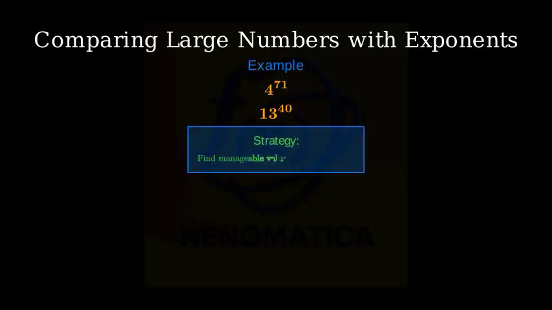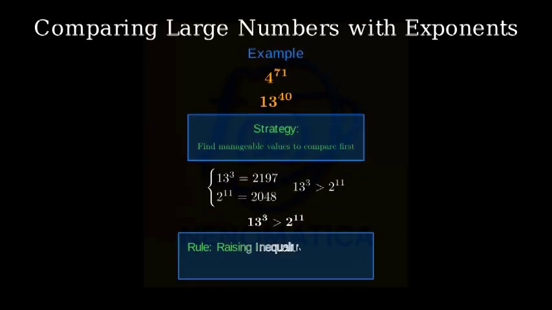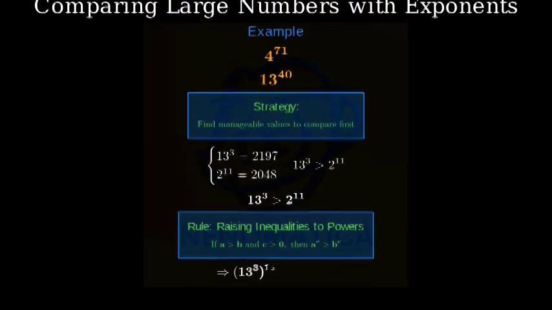Let's start by comparing 13 cubed with 2 raised to the power of 11. We can calculate that 13 cubed equals 2,197, while 2 to the power of 11 equals 2,048. So we can state that 13 cubed is greater than 2 to the power of 11. Since we've established that, we can raise both sides of this inequality to the power of 13.